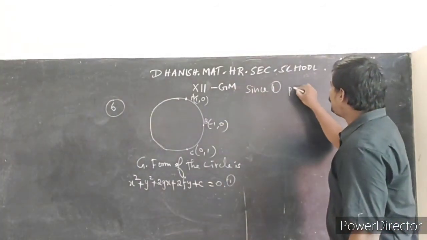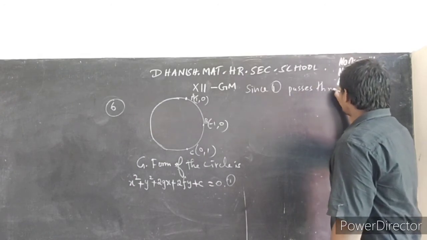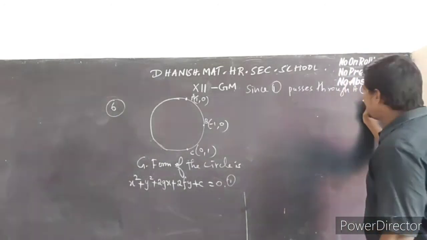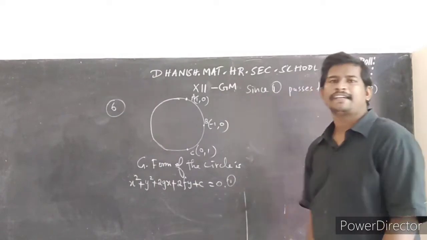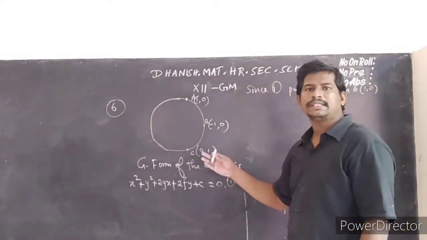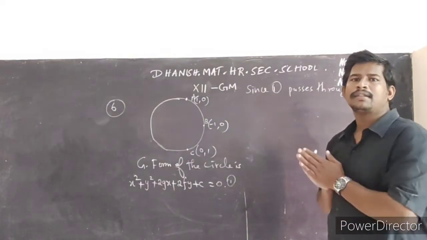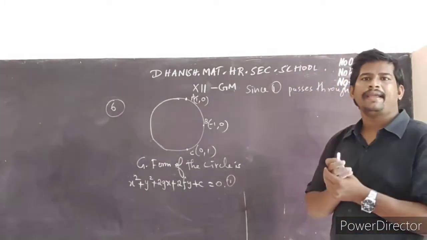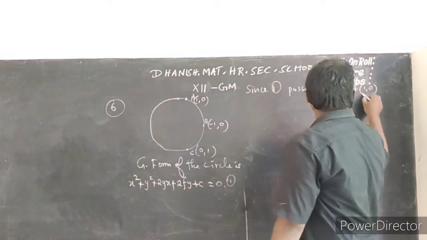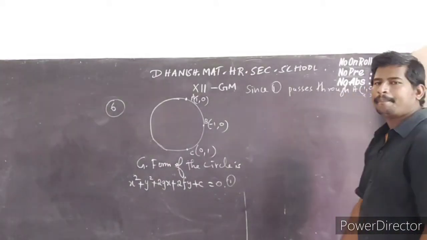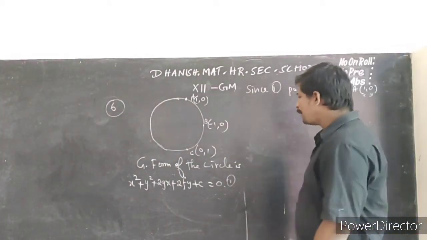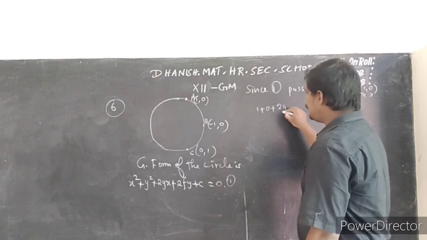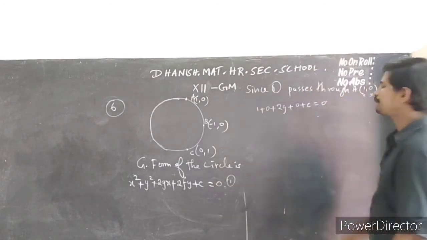Since equation 1 passes through A, I am going to substitute A (1, 0) in the first equation. Since the circle passes through A, we substitute the point into the equation of the circle. Substituting x and y as 1 and 0 in equation 1: 1 + 0 + 2g + 0 + c = 0.